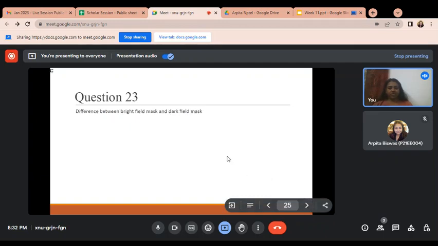So the next question is the difference between bright field mask and dark field mask. Please try to solve the question.